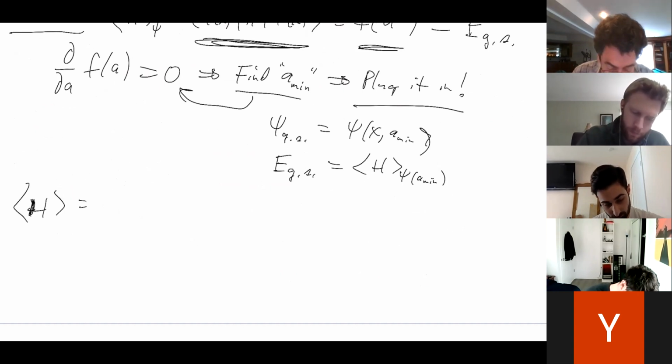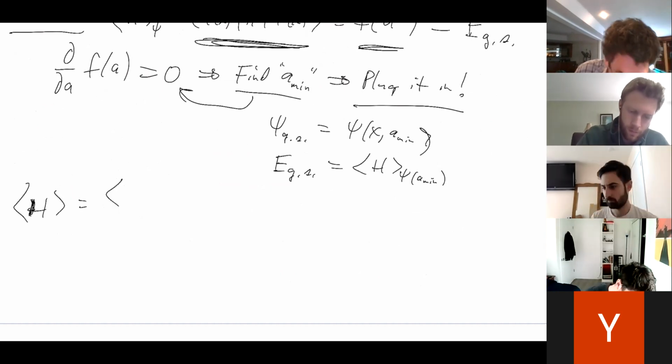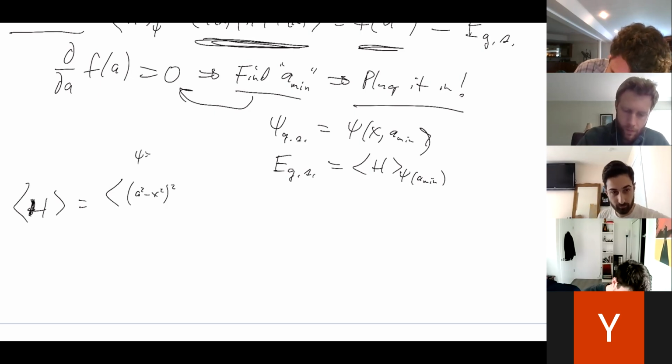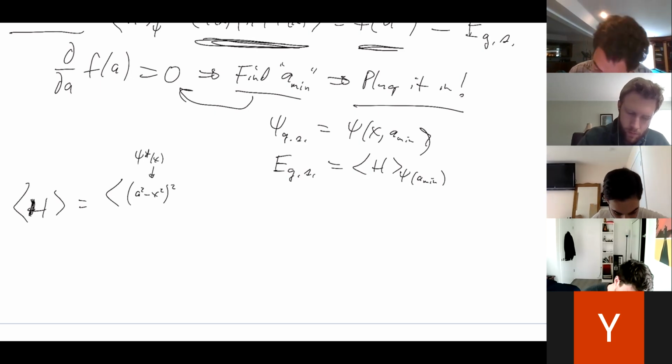And so here we go. Let's calculate the expectation value. First I do this guy, it's going to be a squared minus x squared squared, and that's going to be psi star of x. It's a real function, so I don't need to worry about this complex conjugate stuff.